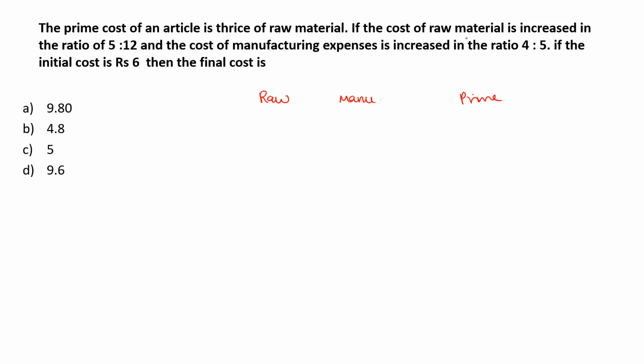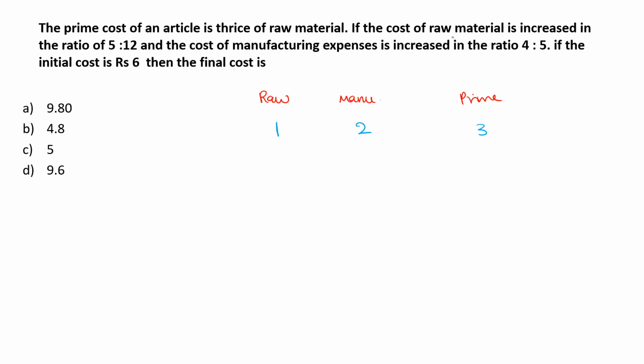If the cost of raw material is increased, the prime cost of an article is thrice of the raw material. In the first statement it is given that the prime cost of the article is thrice of raw material. Let us assume the cost of raw material is 1 rupee. Then the prime cost of that article is nothing but 3 rupees. If the raw material is 1 rupee and the prime cost is 3 rupees, then the manufacturing expenses would be 2 rupees.